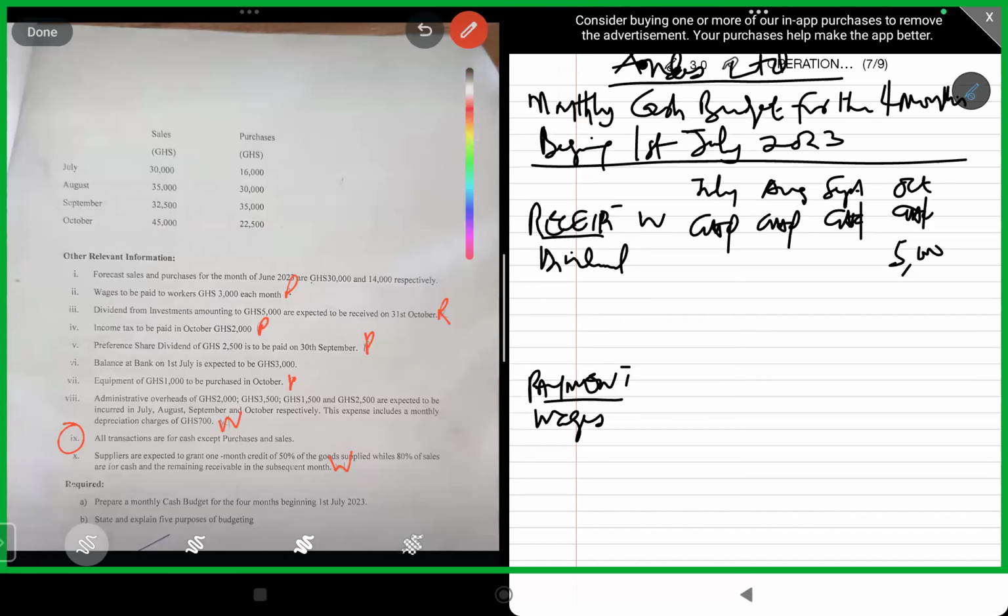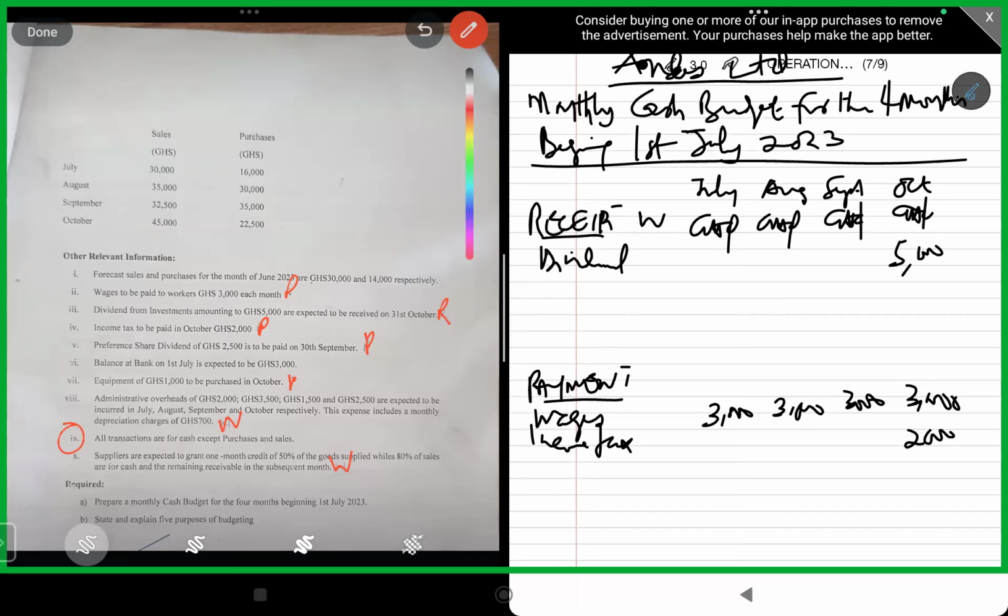Income tax. So July will be 3,000. August 3,000. September 3,000. October 3,000. What else? Then income tax in October, 2,000. What else?